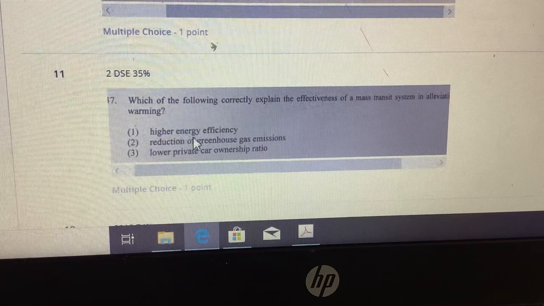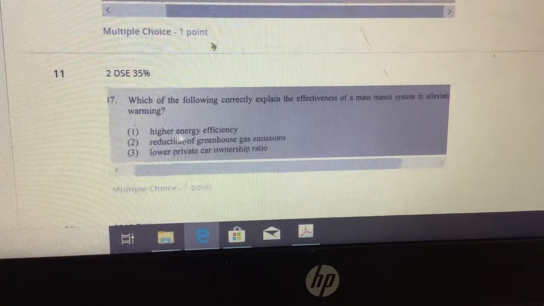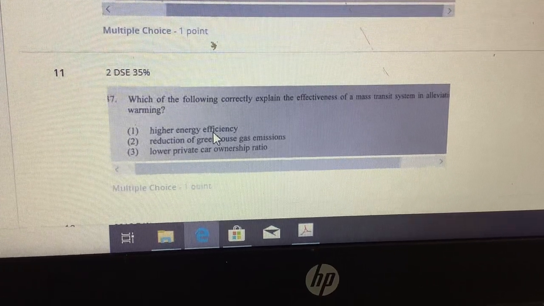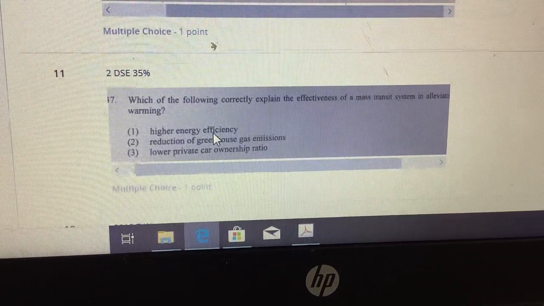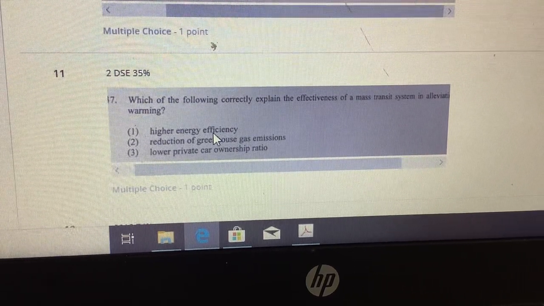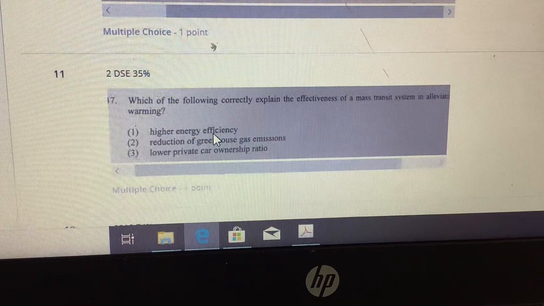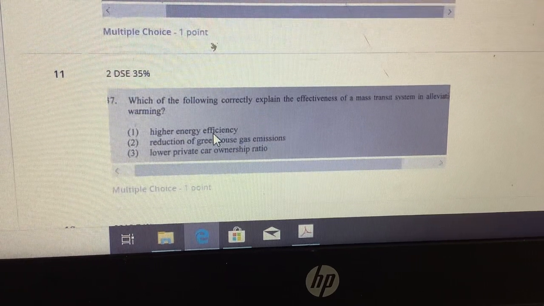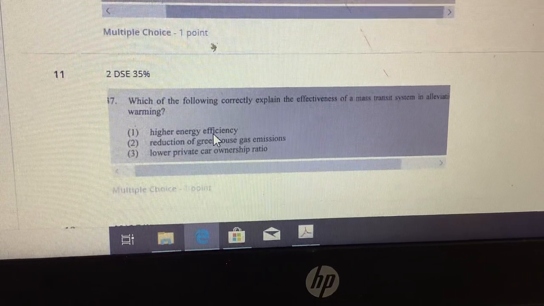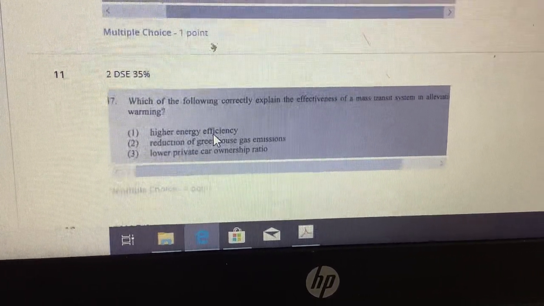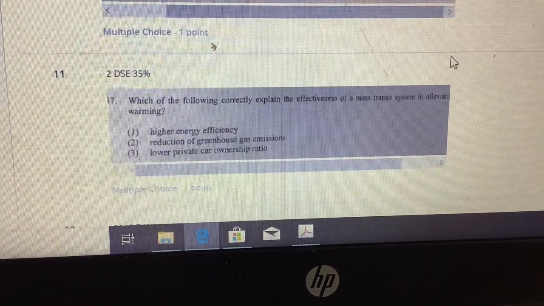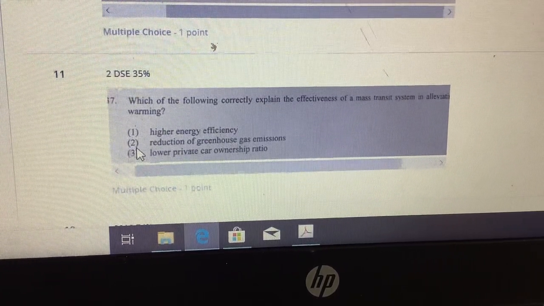Because energy efficiency is talking about how efficiently you are using the fuel. Actually, to be frank, the MTR is using electricity generated by the electricity generator, but for the car, we are directly using the fuel. So the MTR in general has a lower energy efficiency than a private car, to be frank.